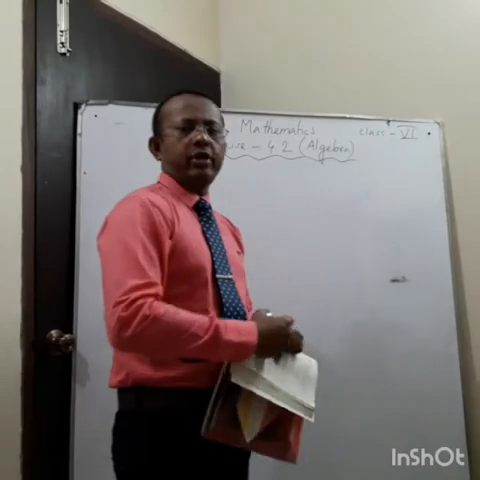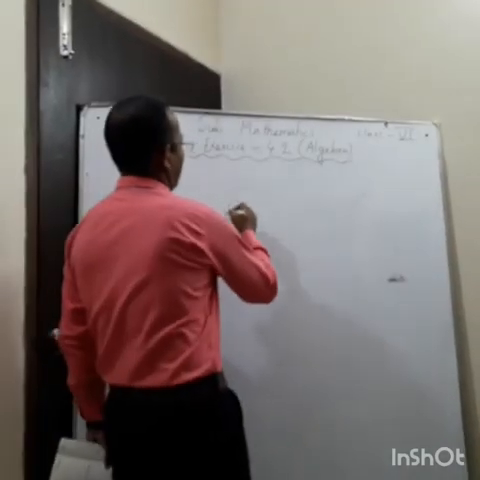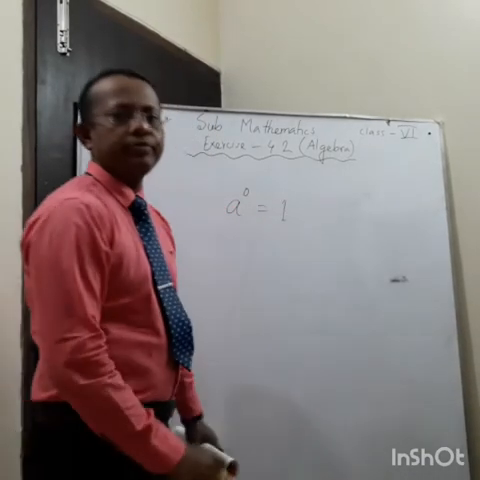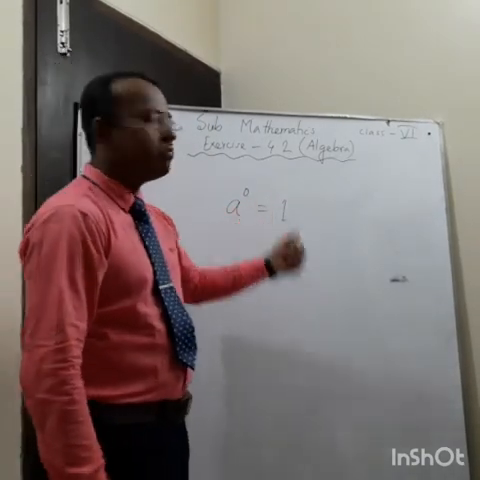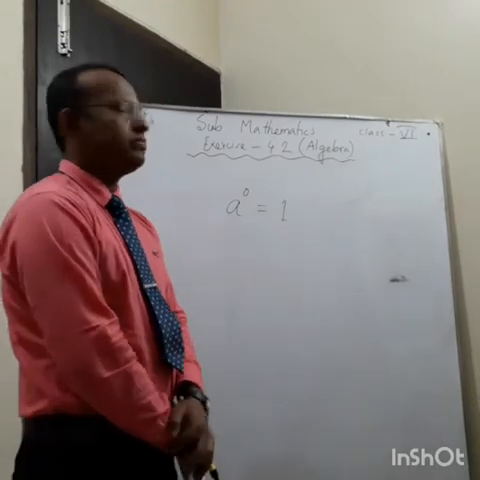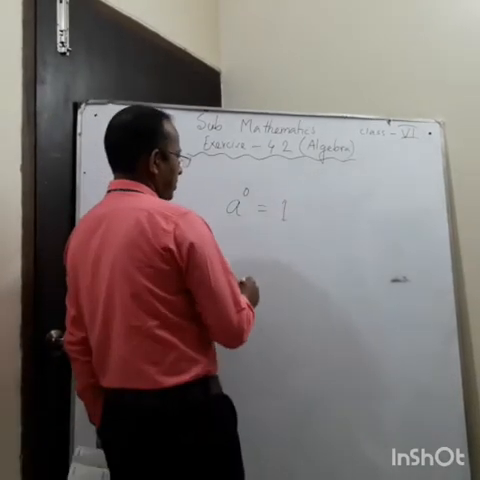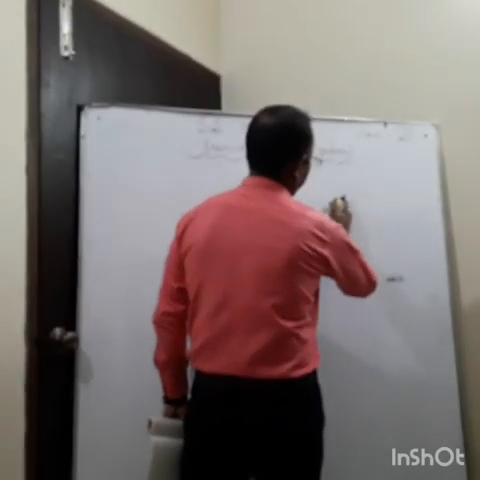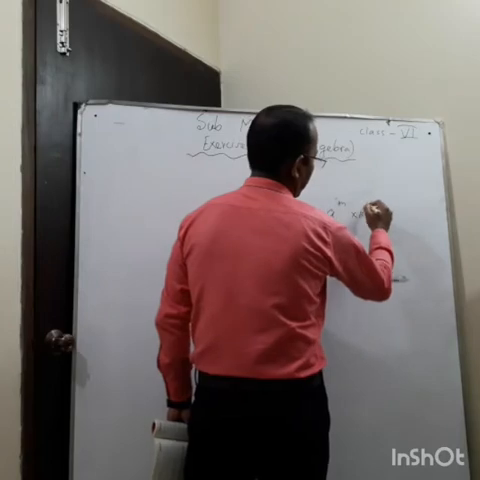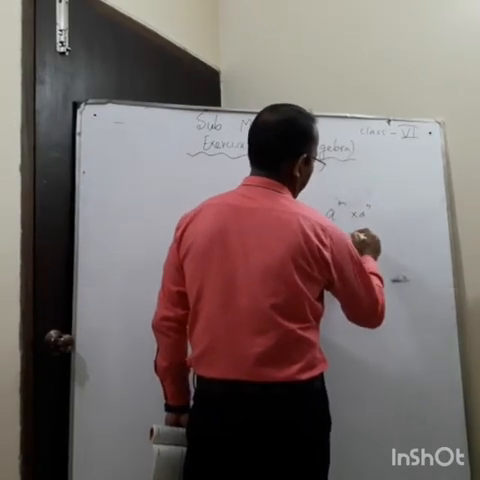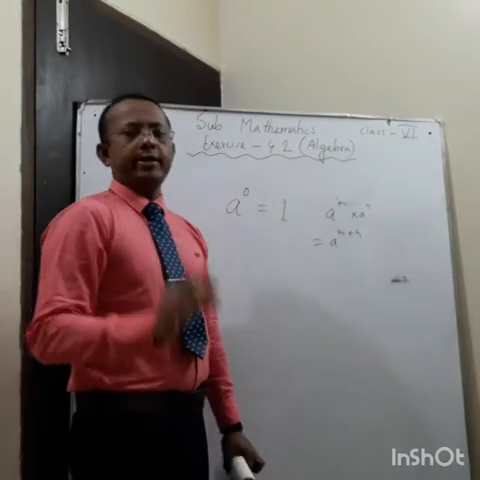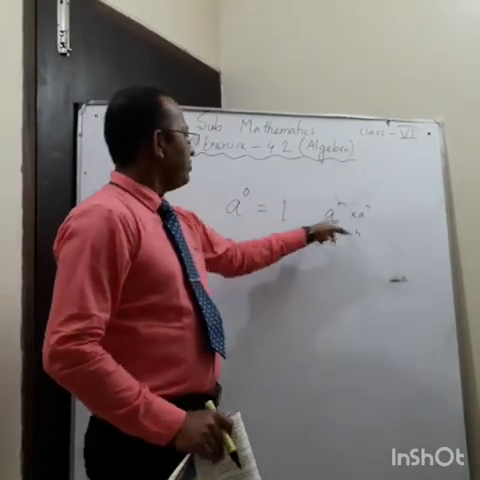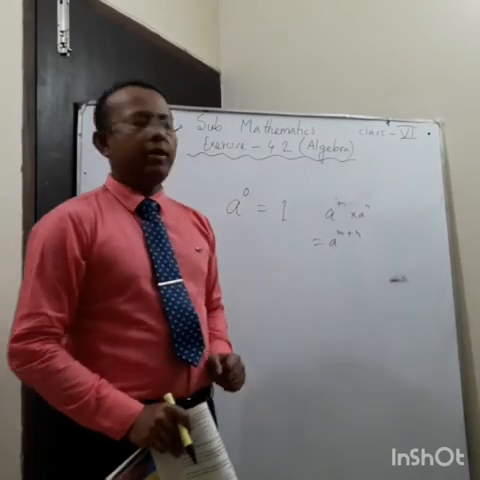There is another point, which is a to the power 0 equal to 1. Something to the power 0 equal to 1. We said that a to the power m into a to the power n equals a to the power m plus n. That is, in case of multiplication, if the base is same, the power will be added.